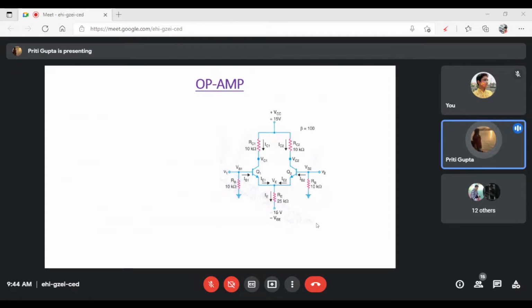Next, DC analysis of DA, and then draw this one. Do not write these values like beta equals 100, this 10 kilo ohm, this 25 kilo ohm. You don't need to write this. Just draw this. This one will be VCC, then VE, RC1, RC2. At first draw this, then I'll tell you what to write. The heading will be DC analysis of a DA. AC analysis is also there. So first write down DC analysis of a DA.